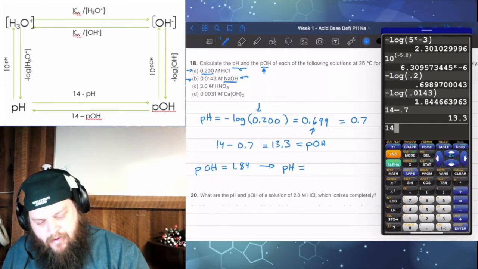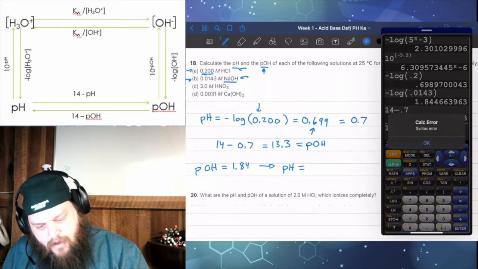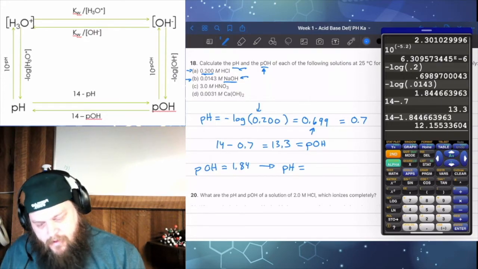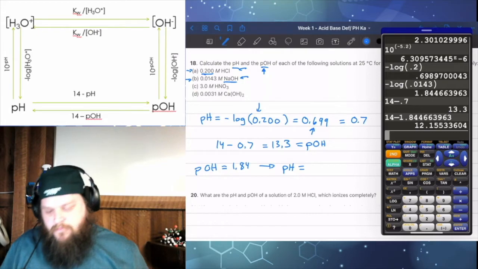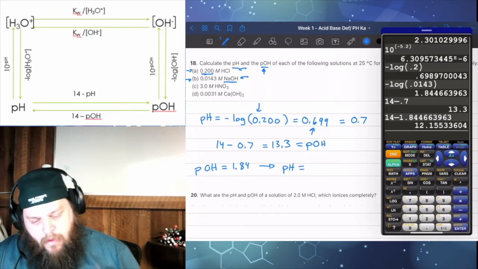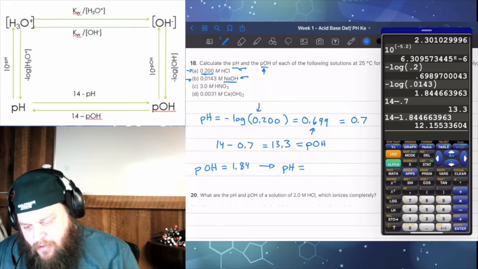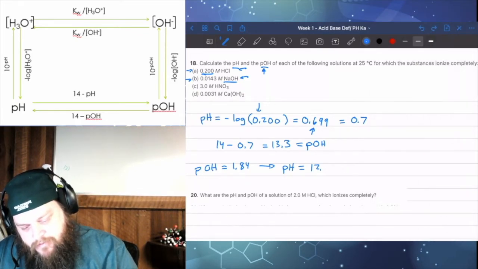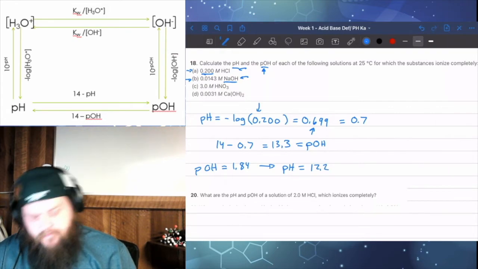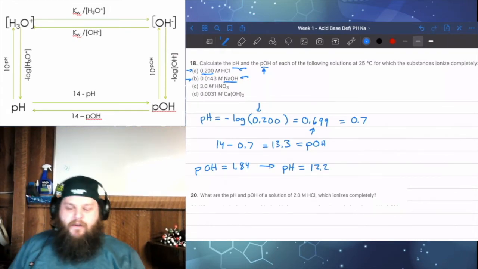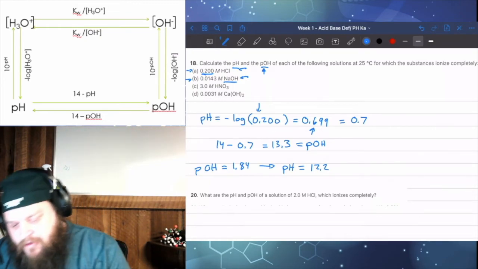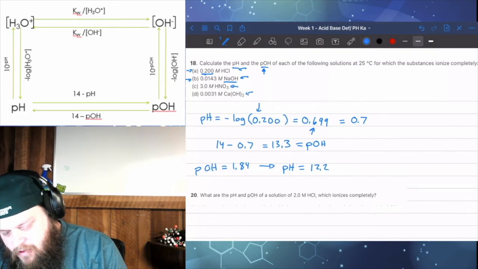That sounds about right. Oh no. There it is. There you go. Again, we had 3 sig figs, so I'd keep it at about 12.2, give or take. But yeah, that's the right idea. I'll let you do C and D on your own a little bit later if you want.